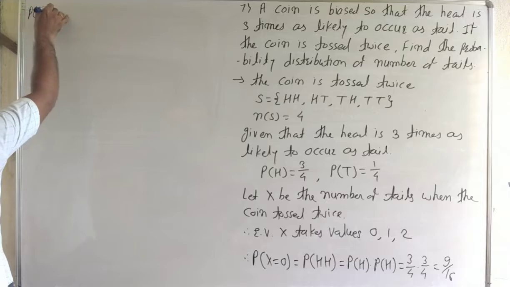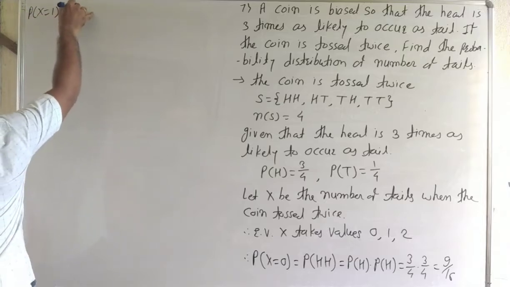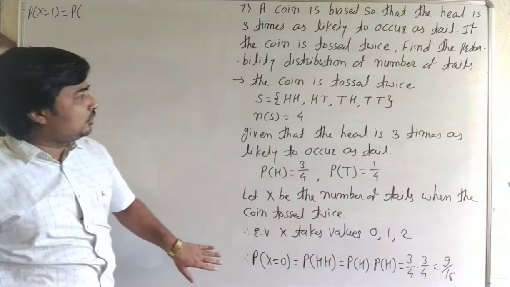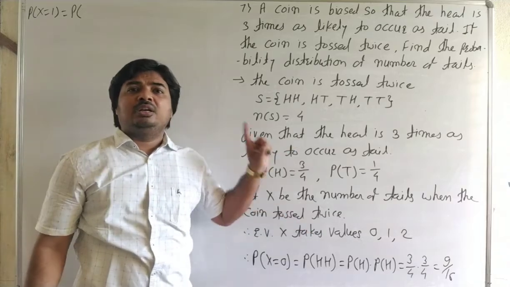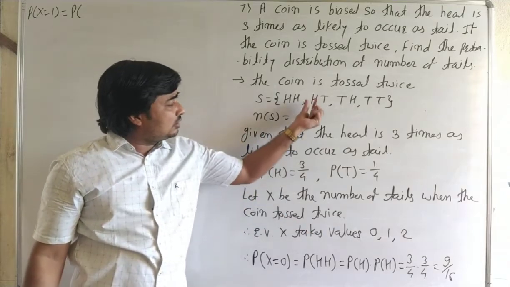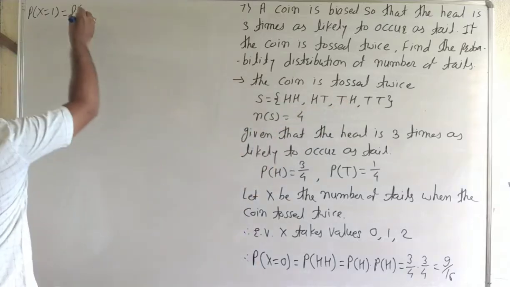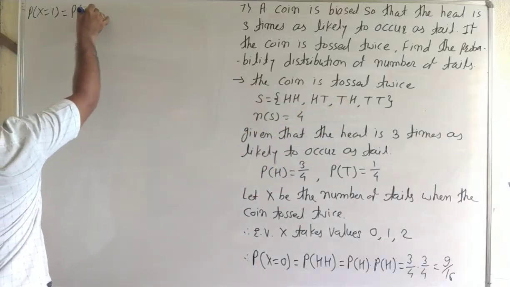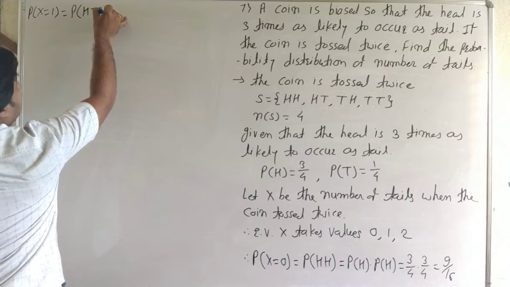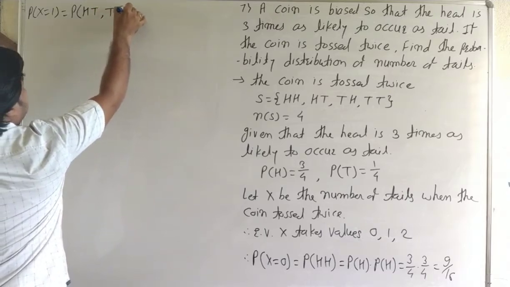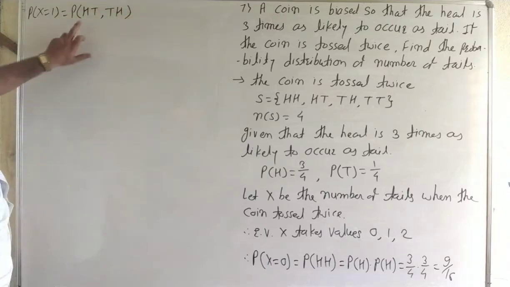Okay. Now the second: the probability of X equal to 1. X is the number of tails, and for one tail there are two possibilities, HT or TH. Those are the two possibilities.